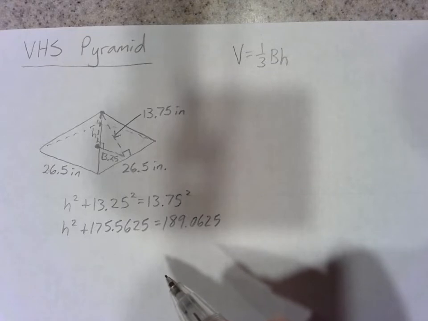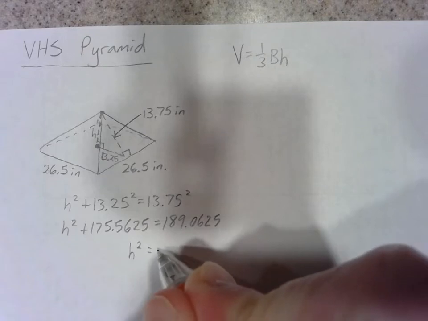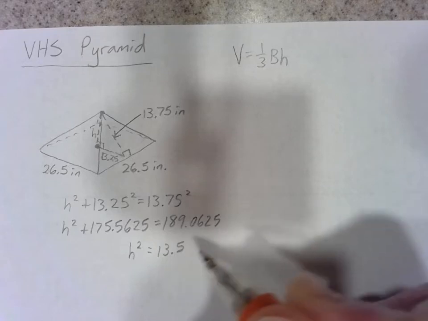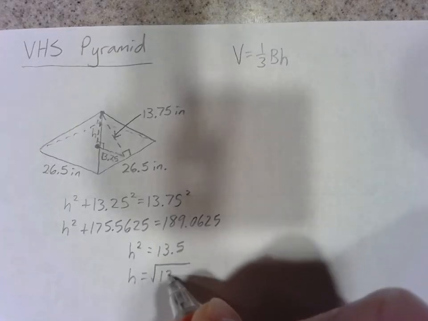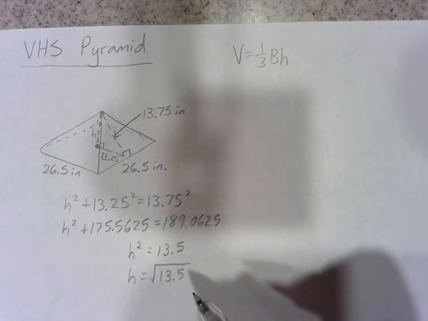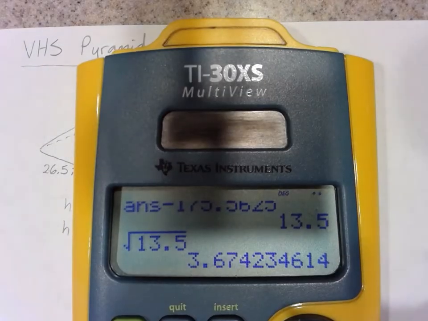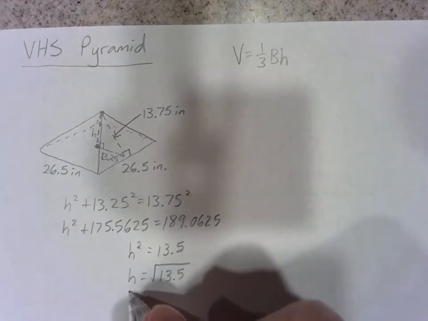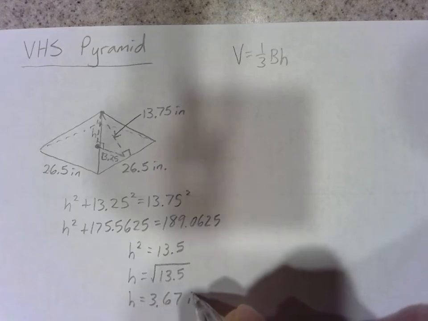and I get that the height squared equals 13.5. So now I have to take the square root of 13.5. The square root of 13.5 takes me to 3.67. So the height is 3.67 inches.